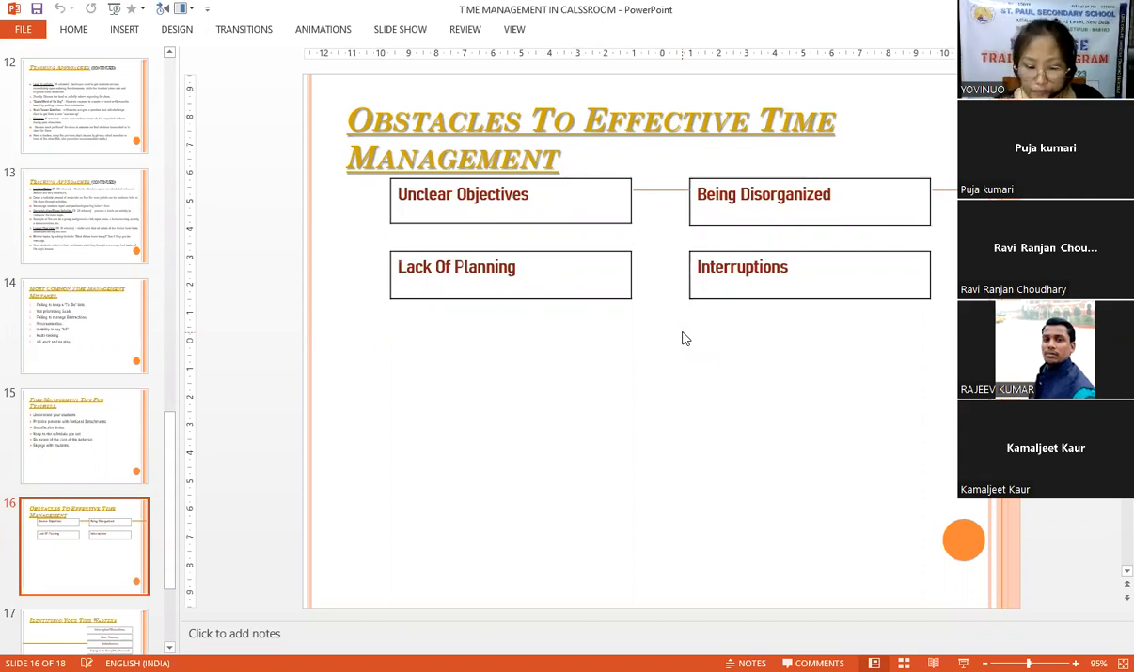Lack of planning. If you do not have a plan, you will never be able to schedule your tasks properly. Interruptions. Avoid disruptions and interruptions. Focus on your task that is essential and most important.